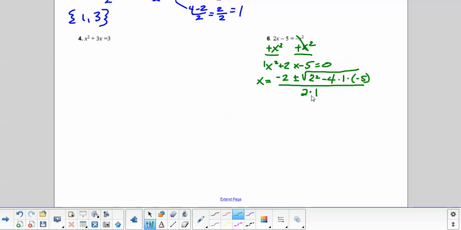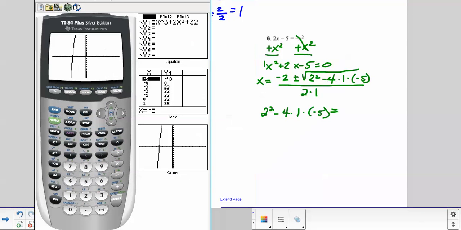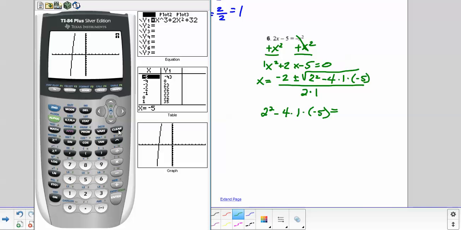Let's try this time putting the part that's underneath the square root in the calculator and see how that looks. In the calculator I'm going to do 2 squared minus 4 times 1 times negative 5. Okay, I get that the part under the square root is the number 24.